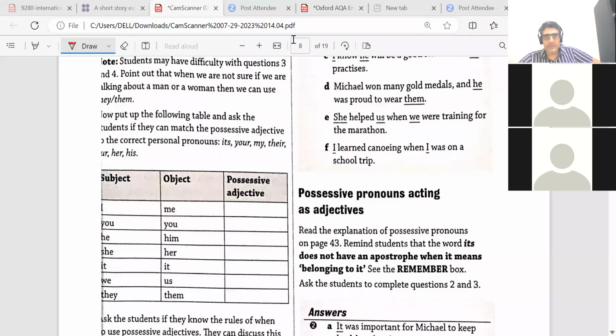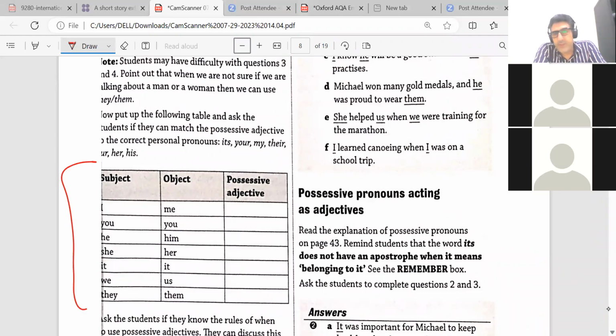No. Can you complete this? Yes. Yalla, in a minute, quickly, please. Here. Which exercise? This one. Okay. Just to complete the possessive adjectives.